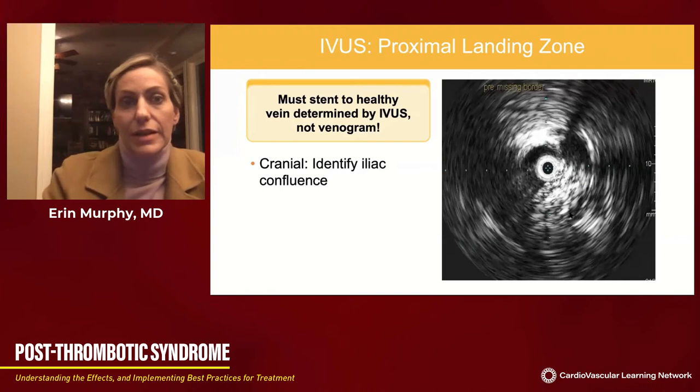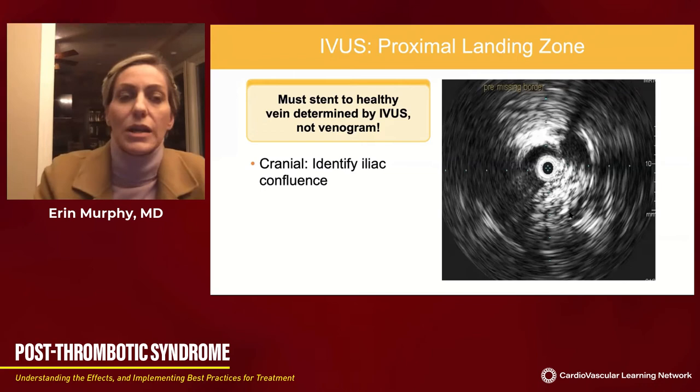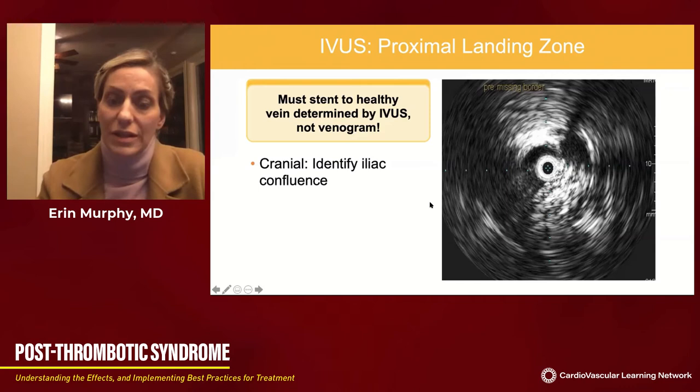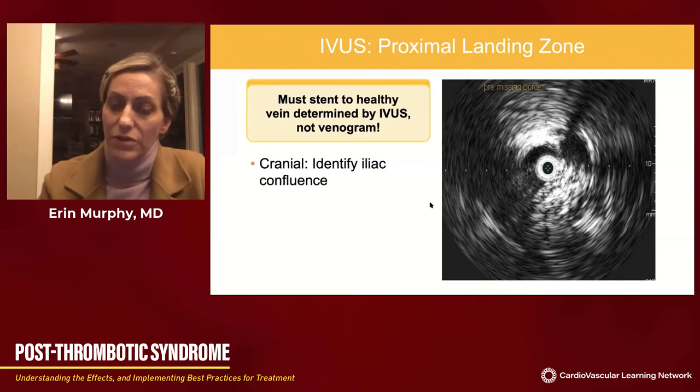After you determine your degree of stenosis and that you're going to treat your patient, you're going to identify the top and bottom of the stenting zone. So cranially, it's often the iliac confluence. You're looking for where the vein, as you move your IVUS up and down, goes on and off the screen. You want to identify this point well.